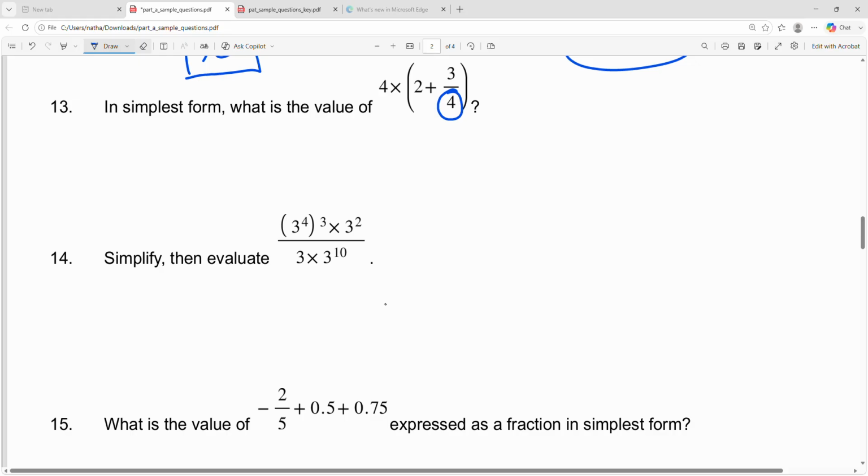So same as when we have a problem with x's and we're solving, we've done distributive property. We can do that with numbers as well. We could convert 2 into a fraction, add them, and then multiply by 4. Or we could use distributive property. So I'm going to do the distributive property way. When I multiply this, I get 4 times 2, so my first part is going to give me 8. And then 4 times 3/4. So think about that. 4 times 3 over 4.